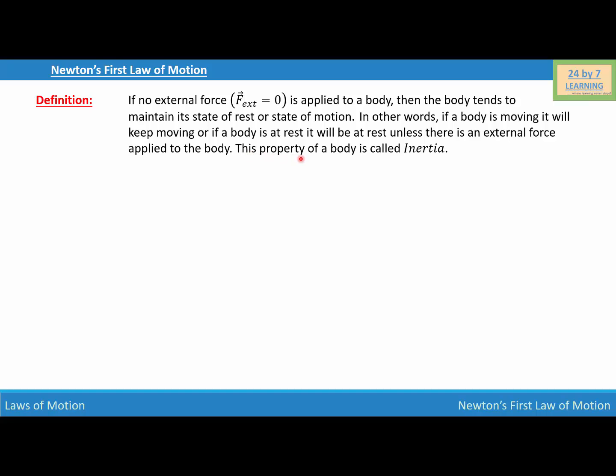In other words, we can say that if a body is at rest, then the body will stay at rest, or if it's in motion, the body will stay in motion if there is no external force applied to the body. Now let's consider an example.